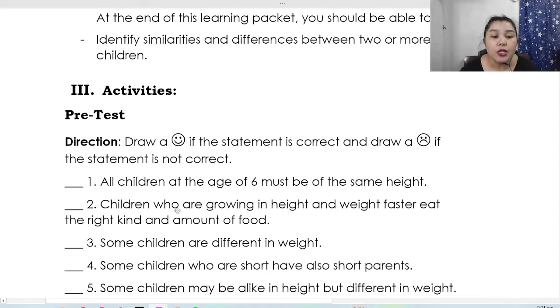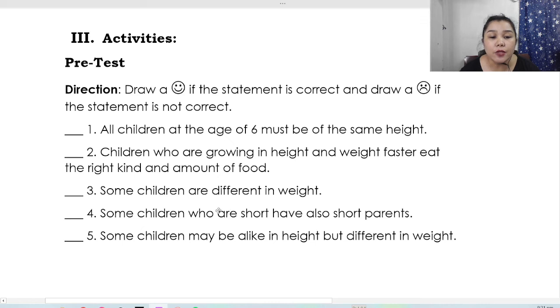Number 2, children who are growing in height and weight faster eat the right kind and amount of food. Number 3, some children are different in weight.